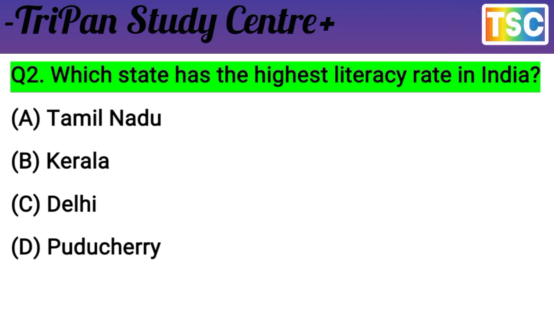Option D is Pondicherry. You know the question is very interesting. But Tamil Nadu does not have the highest literacy rate, and neither do Delhi or Pondicherry. It means only Kerala has the highest literacy rate in India. Option B is correct here: Kerala has the highest literacy rate in India. Let's see the next question.